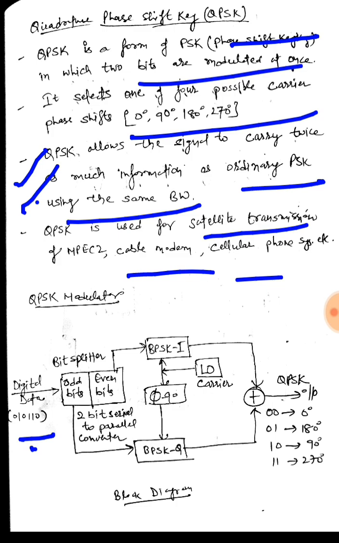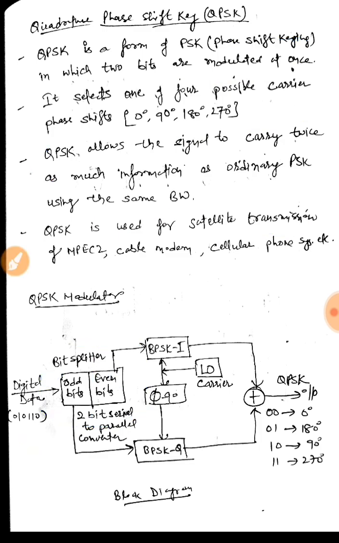So it is fed to a bit splitter that will split the bits coming into the splitter into odd and even bits. Odd bits will be there and even bits will be there. So basically it is a serial to parallel converter, a 2-bit serial to parallel converter. So even bits are fed to this binary PSK system I, and odd bits are fed to BPSK Q.